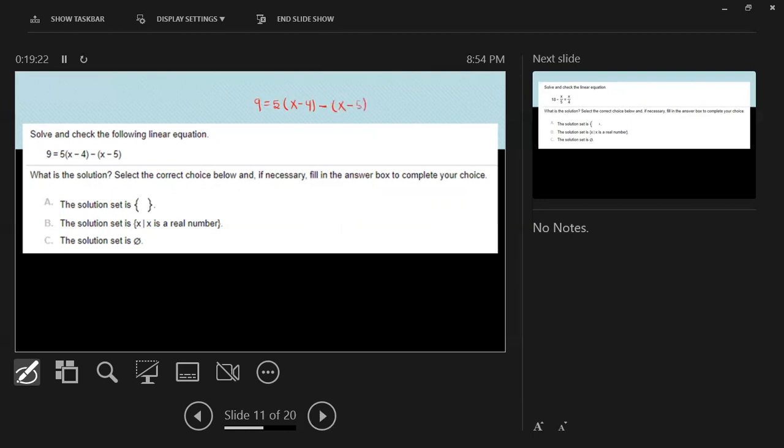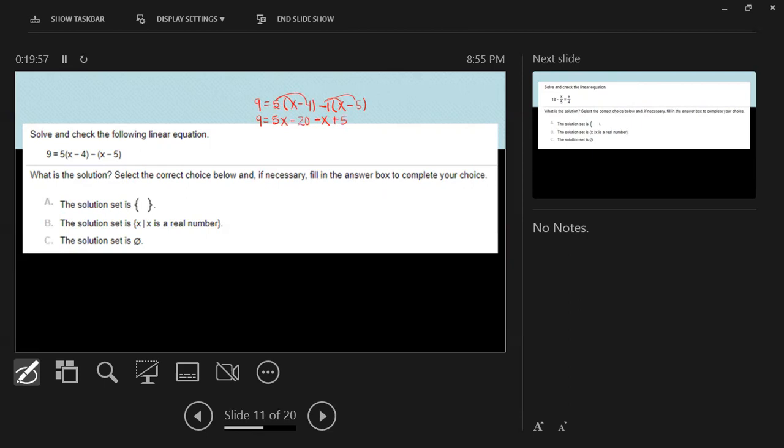All right. So the first thing I'm going to do in solving this is to distribute the 5 with everything inside the parentheses. So that will give me 9 is equal to 5 times x is 5x. 5 times negative 4 will give you a negative 20. Now, because there's a subtraction sign in front of this quantity, that's understood to be a negative 1. So I'm going to distribute this negative 1 with everything inside the parentheses. So negative 1 times x will give you a negative x. And negative 1 times a negative 5 will give you a positive 5.